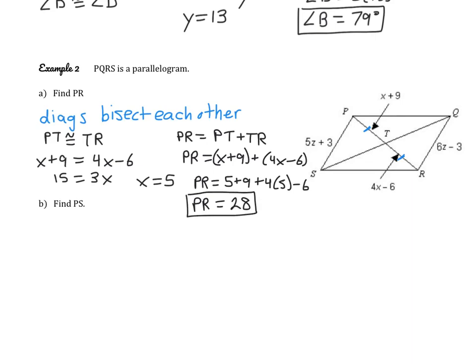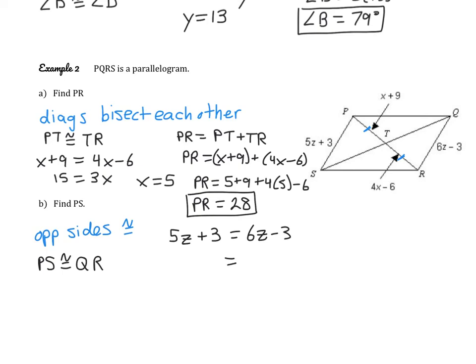Okay, and in this last example, they are asking us to find the length of segment PS. So again, this is a side length. So I say, what do we know about the sides of a parallelogram? We know that the opposite sides are congruent, which allows us to make the general statement that PS is congruent to QR, which then allows us to make the more specific equation, 5z plus 3 equals 6z minus 3.